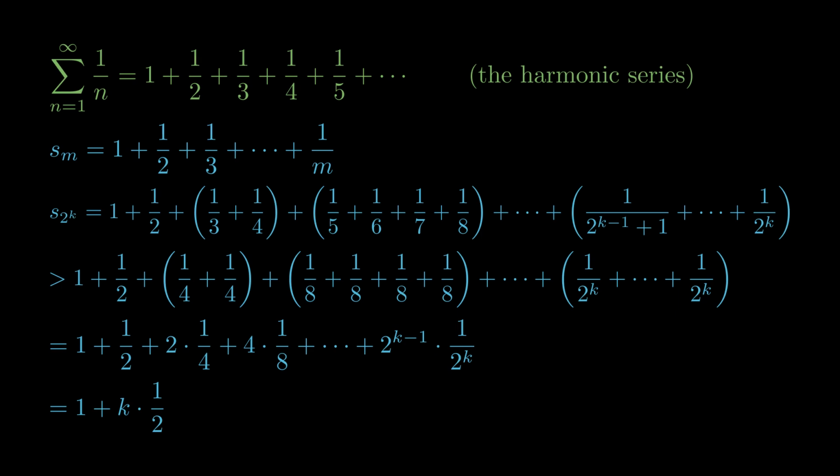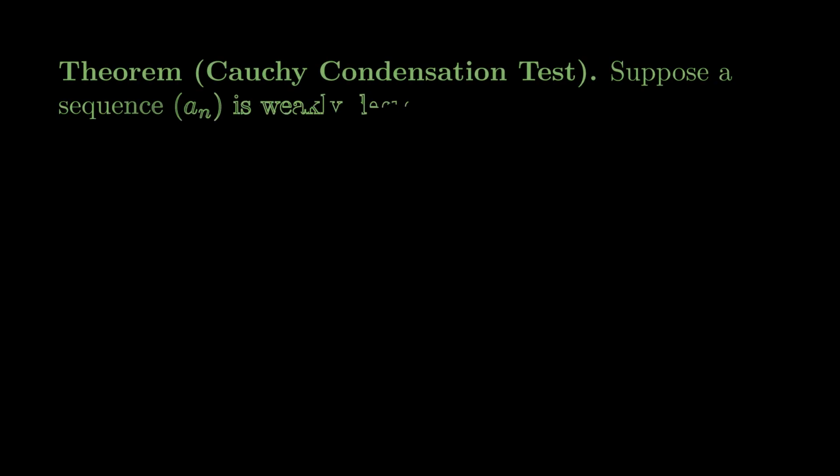The technique we just applied to the harmonic series can be generalized and applied to all sorts of series in a test called the Cauchy Condensation Test. Suppose a sequence a sub n is decreasing and satisfies a sub n is greater than or equal to 0 for all n in the naturals. That is to say, all the terms of this sequence are non-negative.